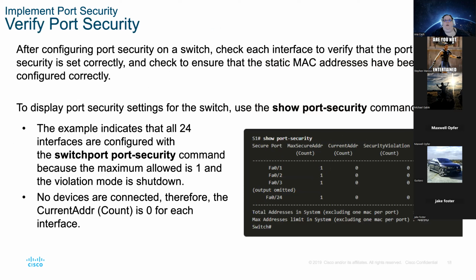After that, you can verify port security after configuring port security on a switch. Check each interface to verify that the port security is set correctly, and check to ensure that static MAC addresses have been configured correctly. To display port security settings for the switch, use the show port security command. The example on the right indicates that all 24 interfaces are configured with the switchport port-security command because the maximum allowed is 1 and the violation mode is shutdown. No devices are connected, therefore the current address count is 0 for each interface.